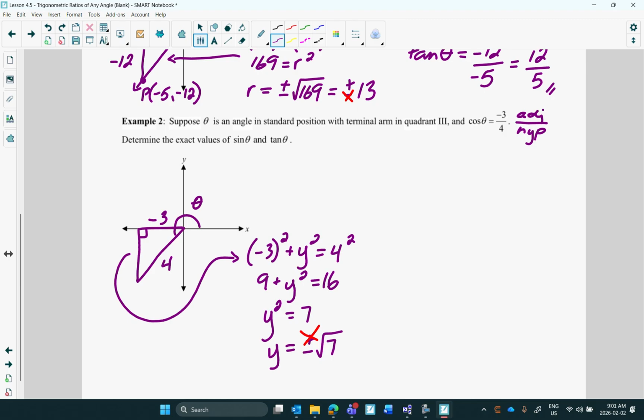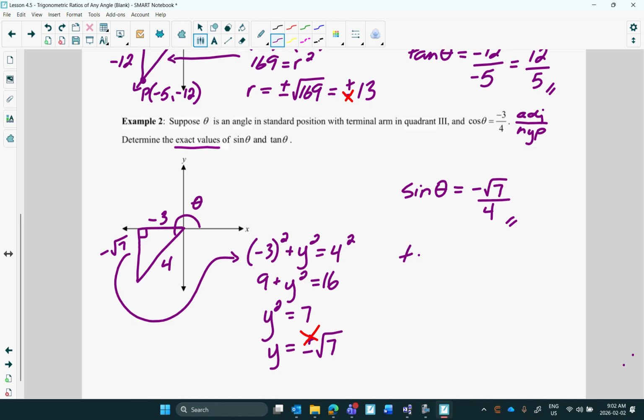Now that we've got all three sides, let's write this over here to remind myself, -√7. What's sine theta? -√7 over 4. Don't go to calculators, okay? Because it's asking you to find the exact values. That means you don't punch it in, because as soon as you punch in a square root in your calculator, you're getting an estimated answer, unless it's a perfect square.